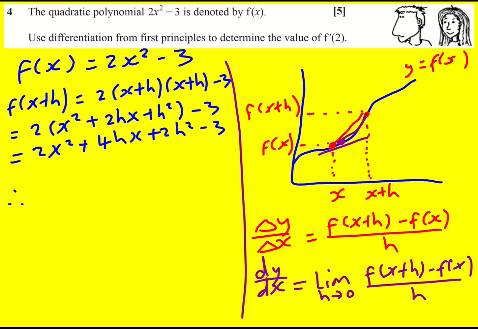So therefore for us, sorry, this dy by dx is the same as f dash x. It's just different notation. So f dash x is going to be the limit as h tends to 0 of this line here.